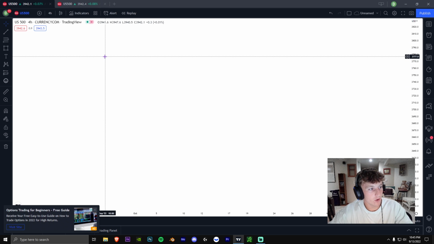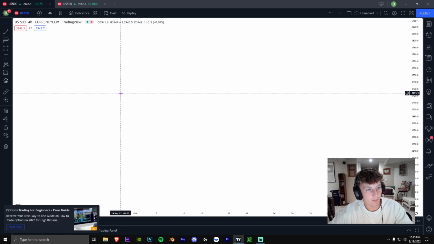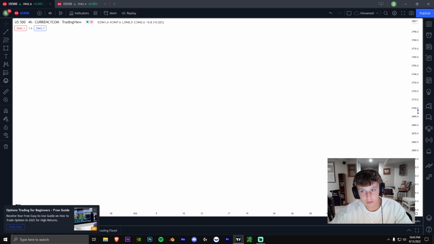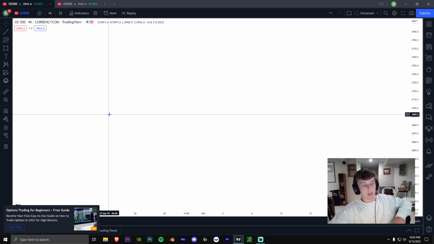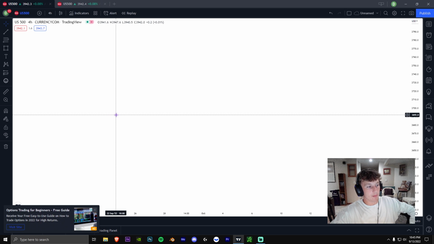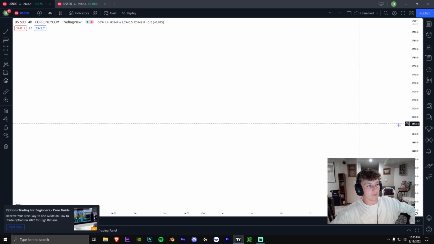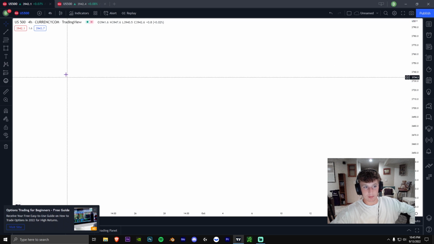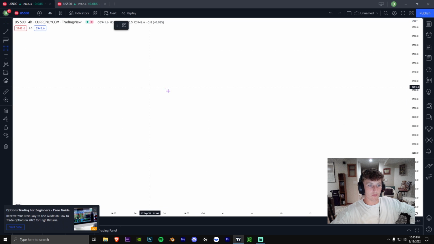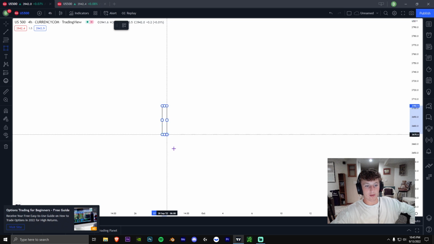So if you have no idea what ICT is, you're gonna want to pay attention to this first part. If you do know what ICT is, but you want to get more into it, you could still pay attention to this first part. But if you already know what an order block and fair value gap is, you could definitely skip the beginning. So it's up to you. So first things first, we're gonna go over what a fair value gap is.